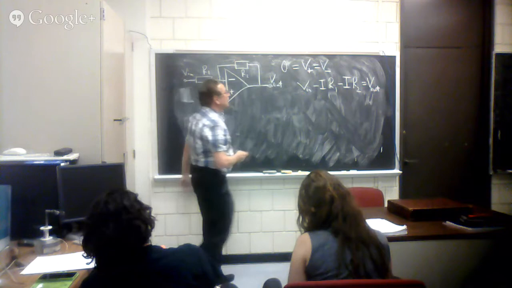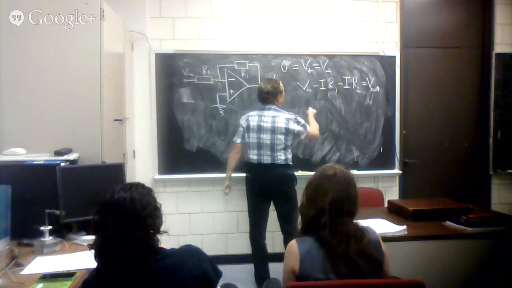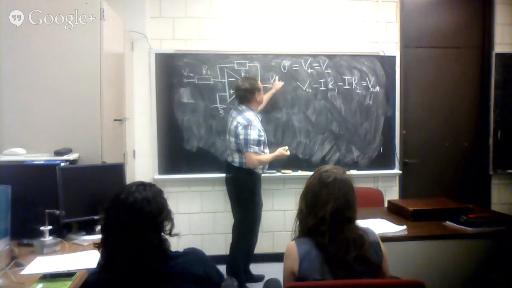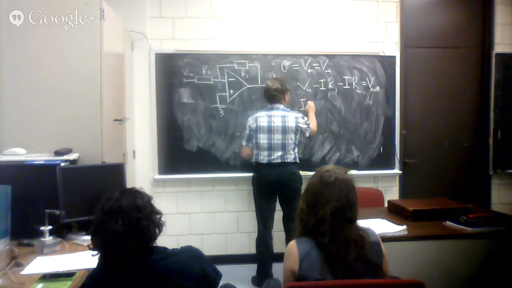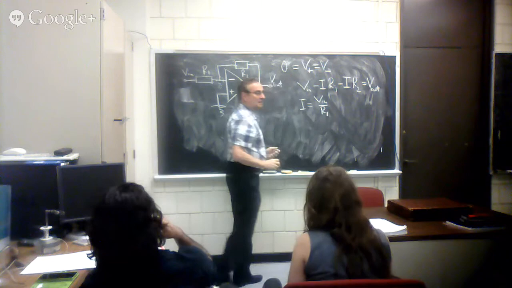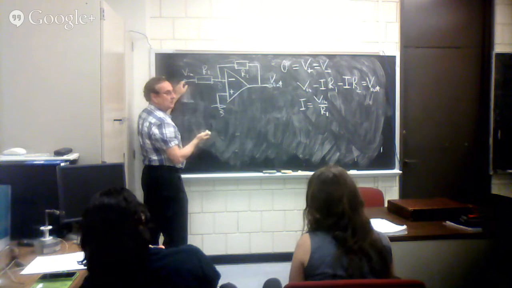Everybody know that this is true, right? Okay. Then we haven't used that interesting fact. Let's use it. That fact tells me that this current is definitely going to be Vin divided by R1. Right? You agree with that? Because this is zero. So voltage drop across this resistor is Vin. Therefore, by Ohm's law, this is true.